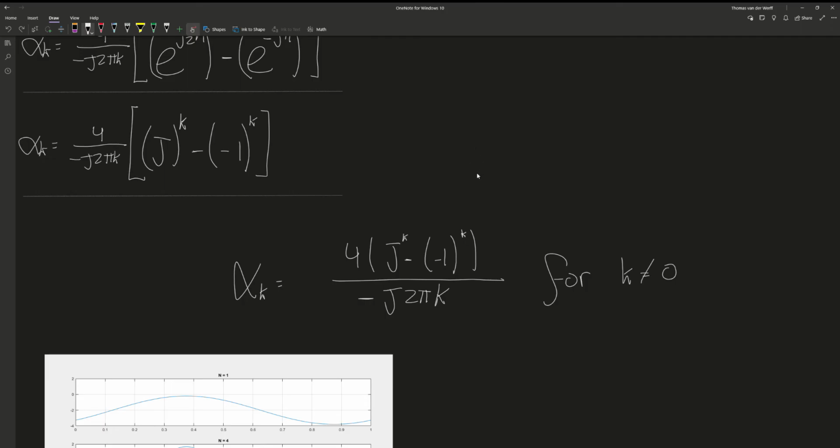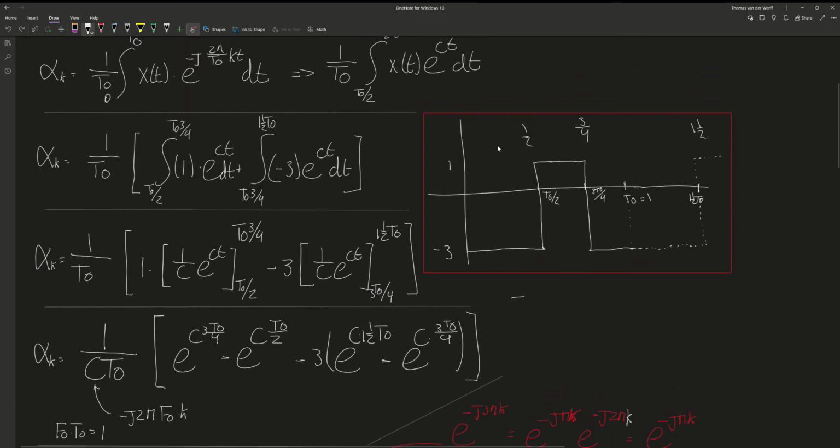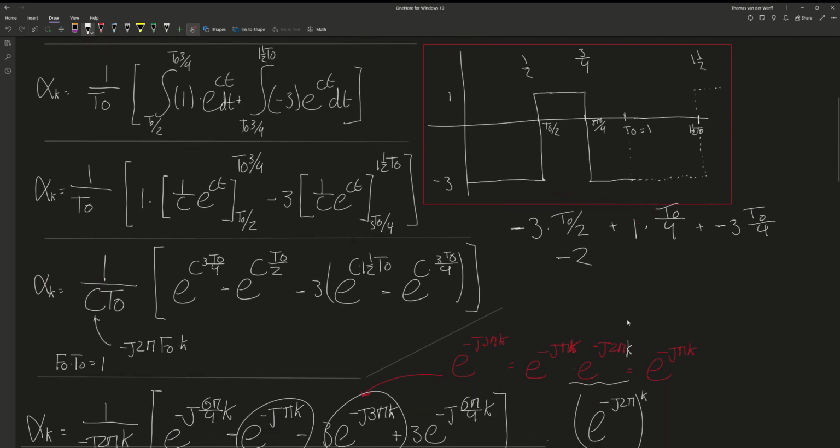So the DC you can find yourself actually quite easily in these exercises, because you can just almost see it. And you can very easily calculate it just by using the values that we see here. So it's, for example, minus 3 times T0 over 2 plus 1 times T0 over 4 plus, again, minus 3 times T0 over 4. And this will then give you the DC value, which in this case is minus 6, minus 9, plus minus 8, minus 8. So it's minus 2. Should alpha 0 be then. Okay.